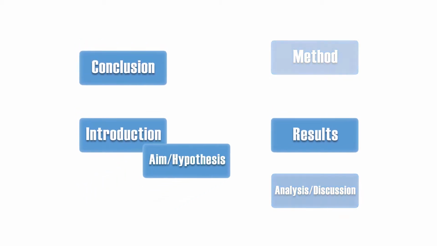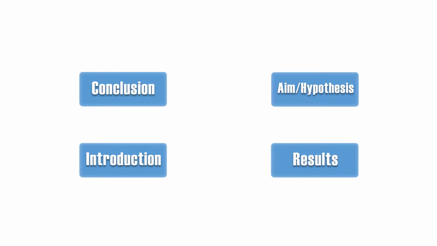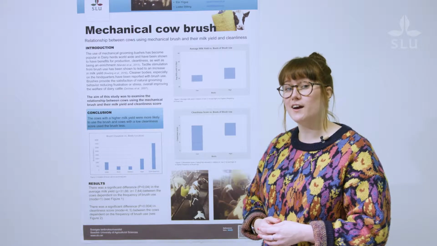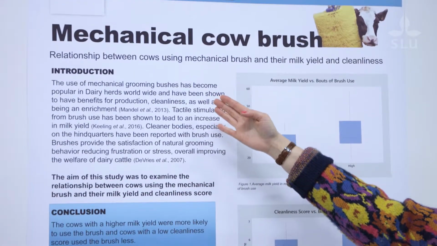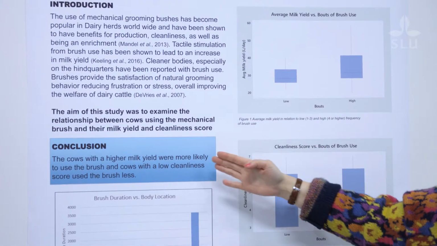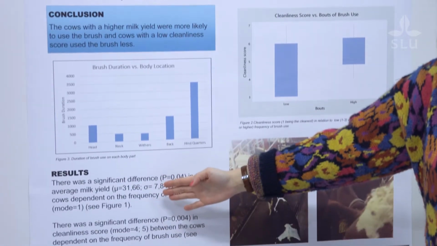Keep in mind, you are the one deciding how the poster should be arranged. But what you should do is try to create a logical structure to guide the reader. Here, the students have chosen to structure their poster via the introduction, their aim, their conclusion, and then their results.